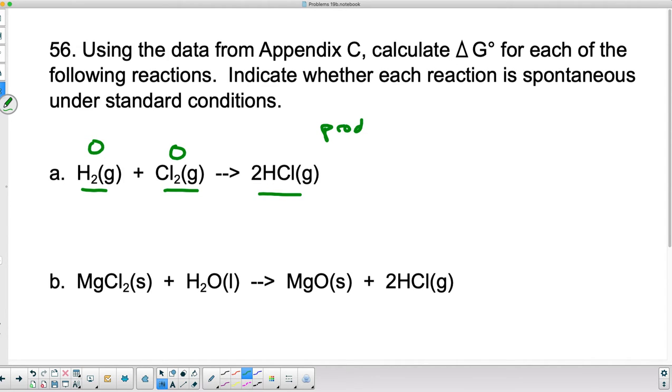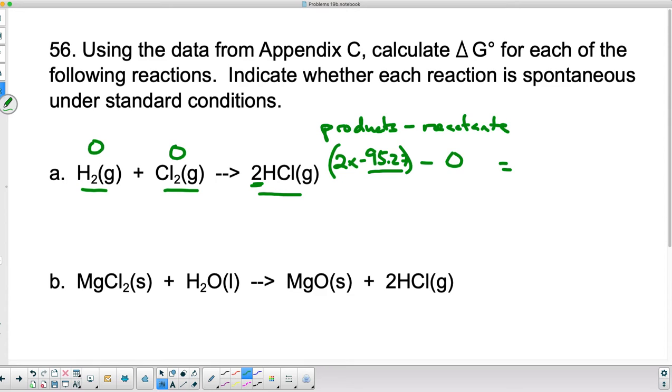Remember that it's always the products minus the reactants, but our reactants are going to be 0 for this. So whatever our products are, we must also take the 2 and multiply by what we get for delta G. So that's what this is going to look like: products minus reactants, and the 2 for the coefficient in front of hydrogen chloride. In this case, for 56, this number is a negative 95.27.